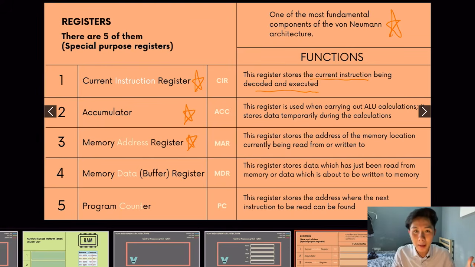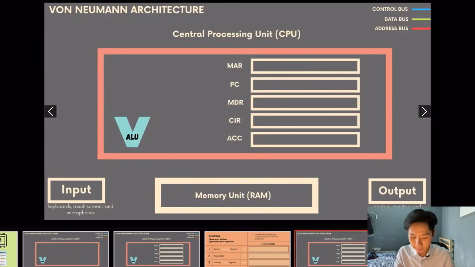At this point, you might find it hard to understand why all these registers are needed. But as we go through the Fetch-Decode-Execute cycle in the next video, you are going to see how these components work together to help a CPU carry out a task. Alright, so these are the 5 registers.